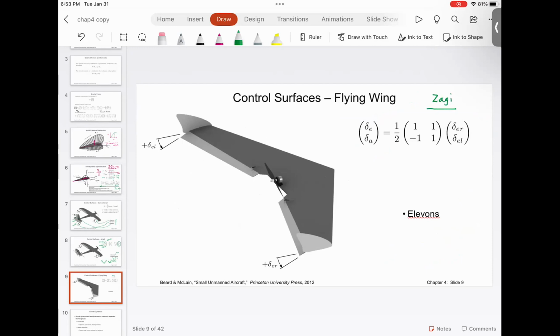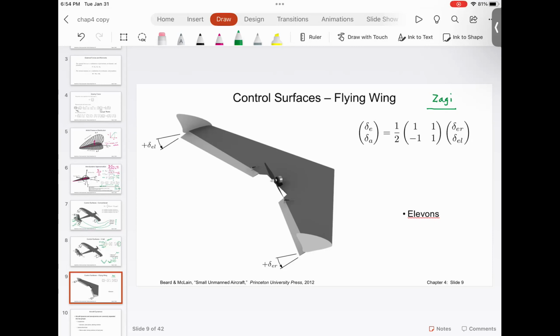So as you can see, this aircraft does not have a rudder. What it has is elevons, and these elevons are used to control the elevator and rudder. However, there are also something called winglets. So you see these things, they are for lateral stability.